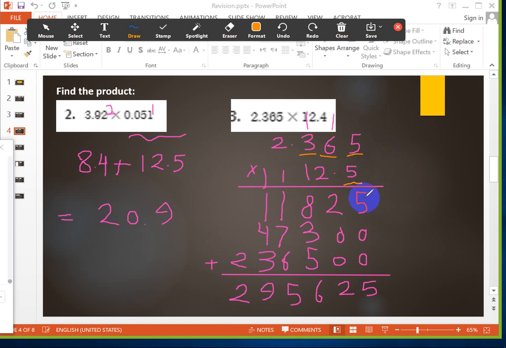So that means the decimal point must move 4 digits from here to here. 1, 2, 3, 4, and it will be right here. So the number becomes what? 29.5625. Ten thousandths. This is the final answer. Okay?